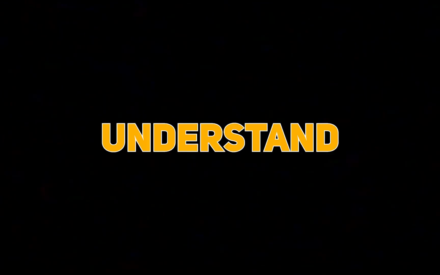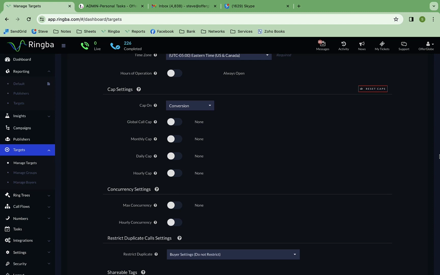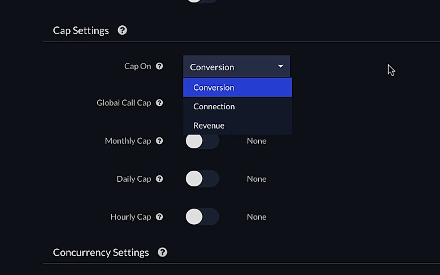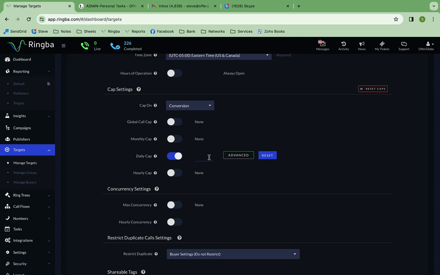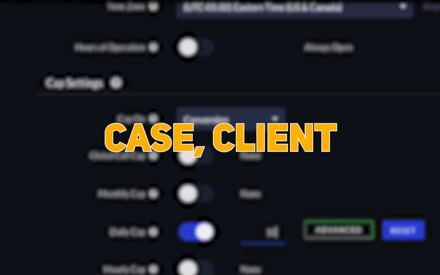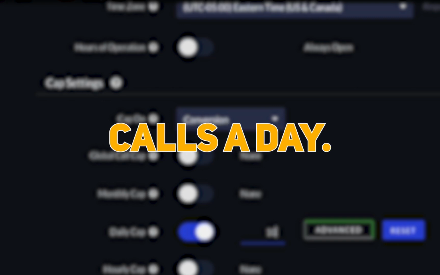In this video, we will understand what is a cap and how do we set up a cap. In simple words, cap means limit. Now limit can be based on total number of converted calls, total number of connected calls, or even based on revenue. Let's suppose I add a daily cap of 10 and the criteria is conversion.